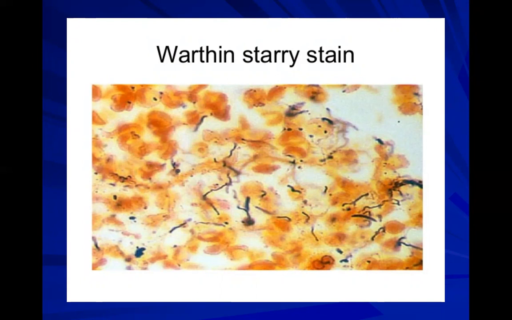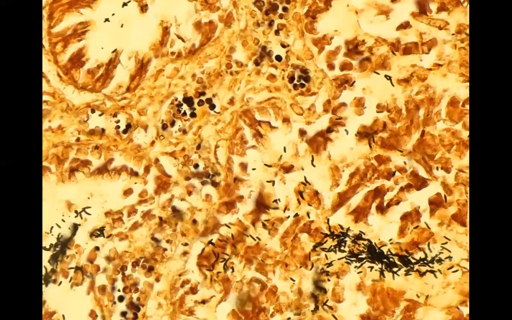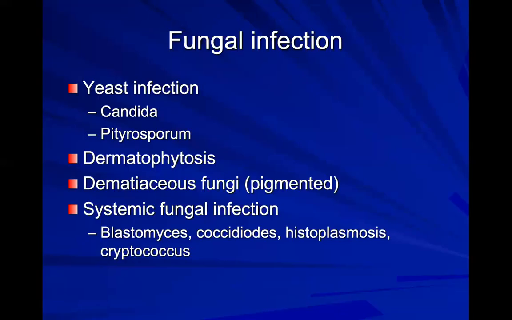Warthin-Starry is sort of a difficult stain to use because your elastic tissue stains black in the background also. But we do it anyway to check it on the box and tell you that we were suspicious of it so that you'll check serologies, which is a much more sensitive test. Okay, this is not a spirochete. Well, actually, this is in different tissue and it looks really good in this tissue, but this is not actually what the Lyme organism looks like.